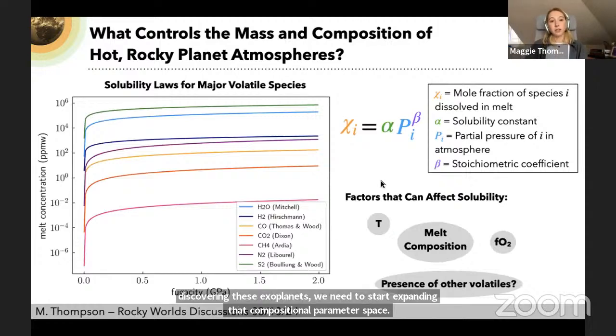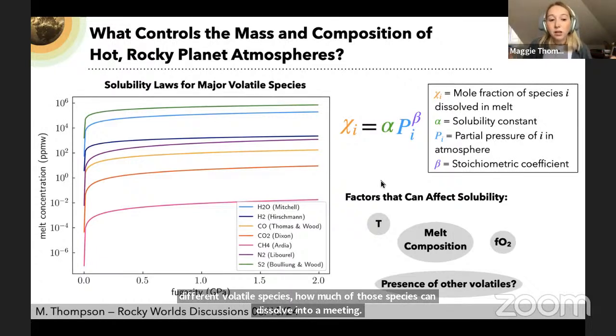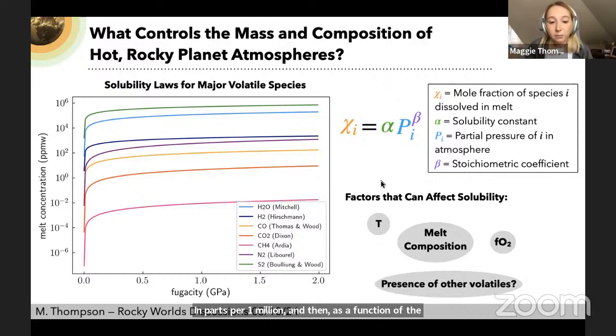And so just to show you what some of these solubility laws actually look like, this is a figure showing you the concentration of different volatile species that are color-coded in this figure. These are just sources from the literature, papers that date back from the 90s all the way up into the 2000s, and some from a few years ago, looking at different volatile species, how much of those species can dissolve into a melt in parts per million, as a function of the fugacity or partial pressure of these species in the gas phase. So something that you'll notice, for example, is that water and sulfur, the blue and green curves here, are very, very soluble, whereas something like methane, the pink curve, is less soluble.